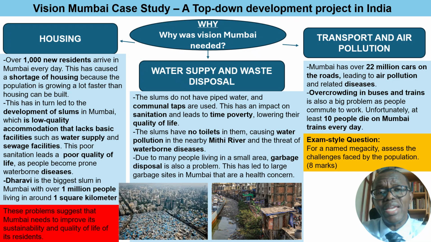Then the second thing is that the slums do not have toilets within them, and that is causing water pollution in the nearby Mithi River.